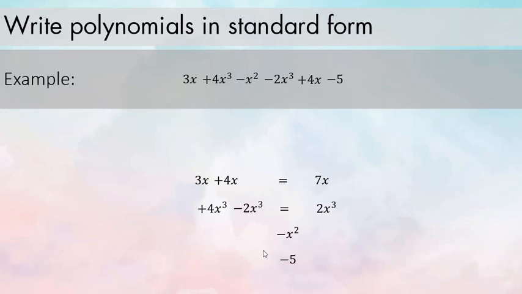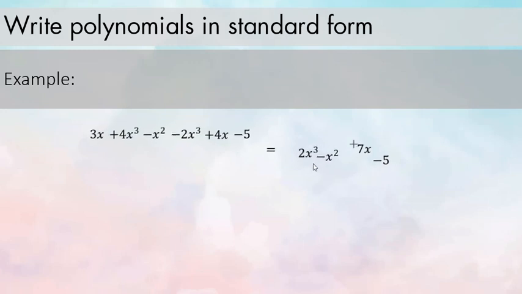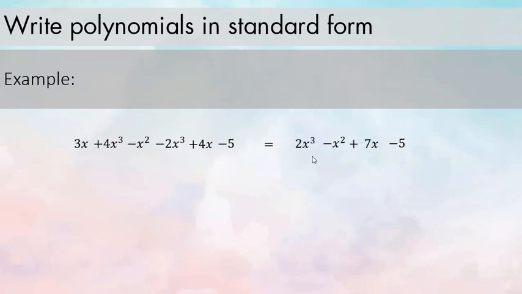We have new terms. And now we need to arrange them in the order of decreasing powers. The first is 2 times x to the power of 3. And we'll continue the process to get the final simplified polynomial in the standard form: 2x to the power of 3 minus x to the power of 2 plus 7x minus 5.